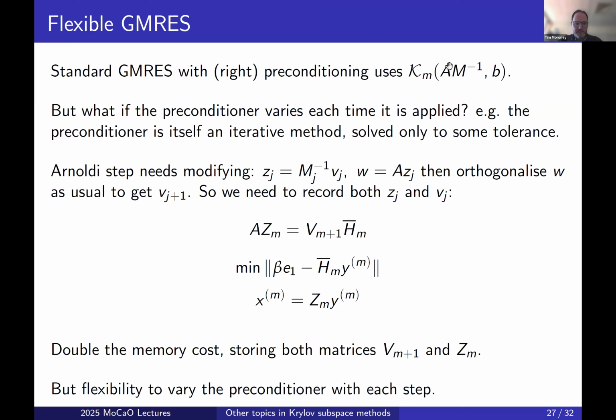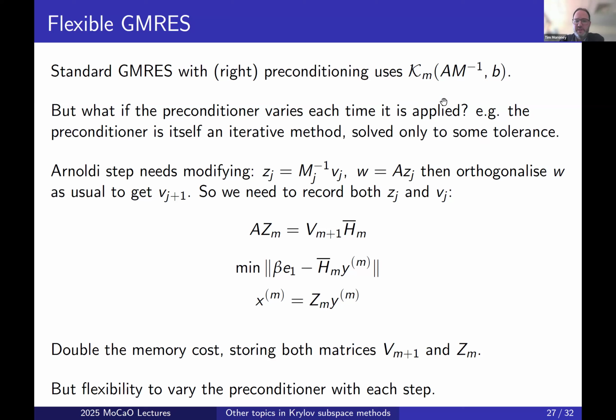Okay, just a few minutes to finish in the spirit of letting you know about things that exist without going into the details. GMRES with preconditioning. Preconditioning is a real indispensable tool in GMRES. What if your preconditioner is actually not fixed throughout the iterations, but changes every time it's applied? An example would be that the preconditioner for the M is also an iterative method, solved to some tolerance. Now, if that's true, then you can't just build up the space and assume that A M inverse V_m is V_{m+1} H bar, because it's not.